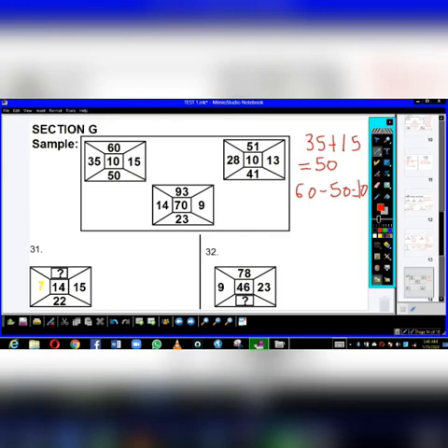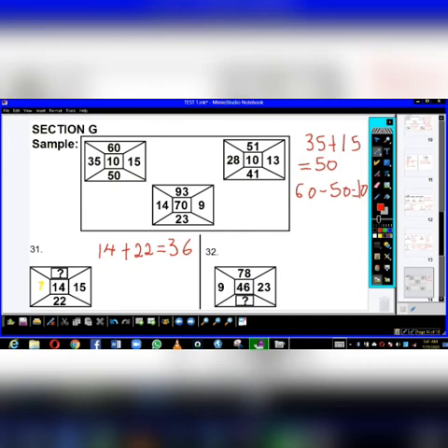Okay, now how do we find the value of the missing number in 31? We'll say 14 plus 22, and that will give us 36. 36 is the missing number in number 31.